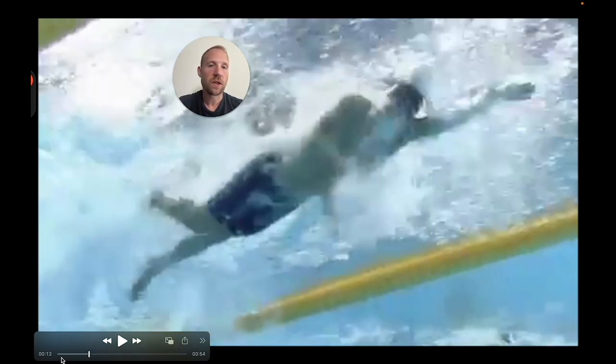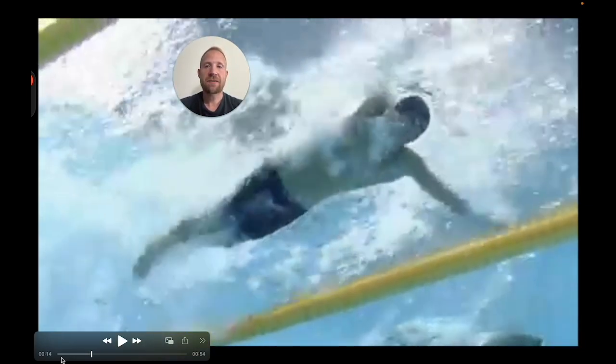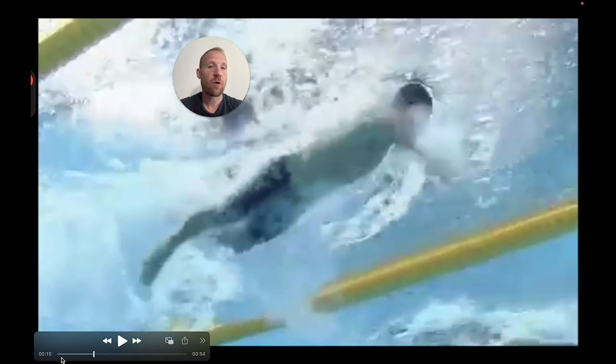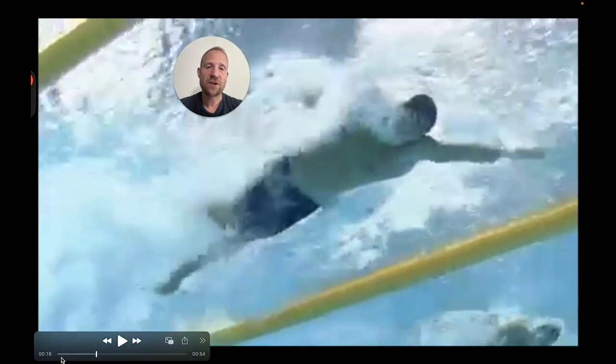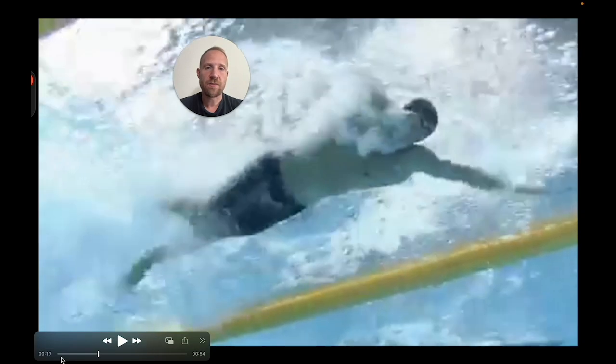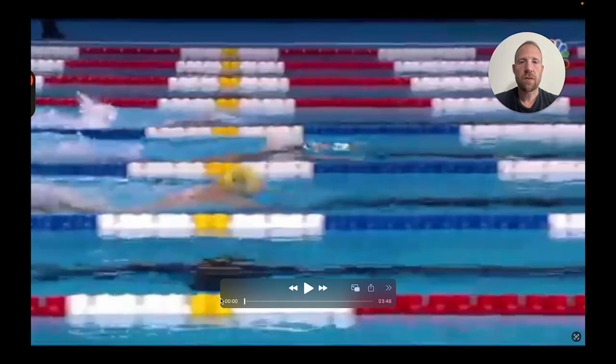And so that's what we're really looking for here in freestyle. And so when athletes can work towards that, it's going to help them be a lot more effective in reducing the amount of drag they create, and that's going to help them swim faster. Next, we'll take a look at breaststroke.